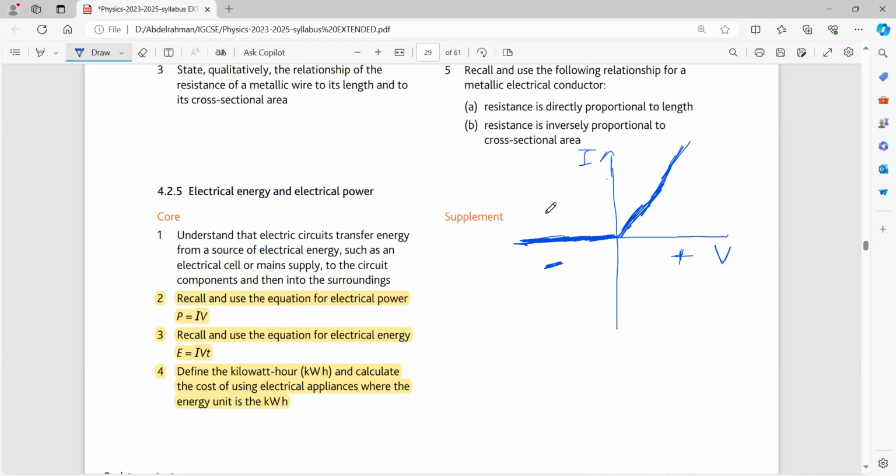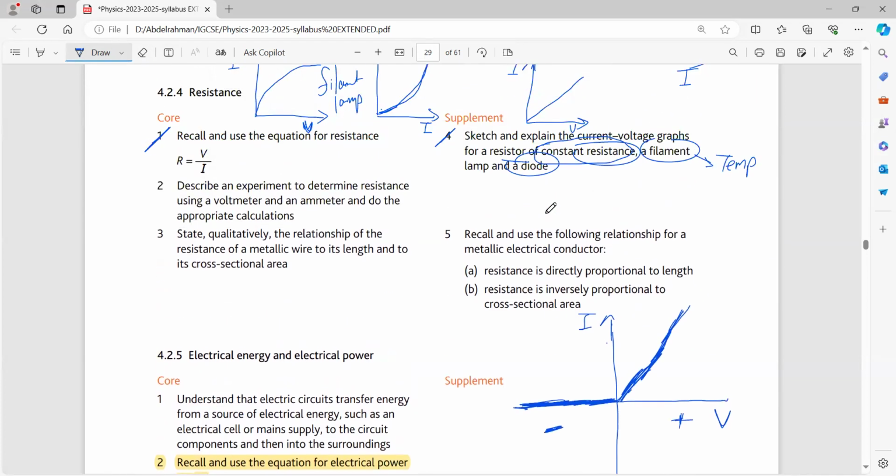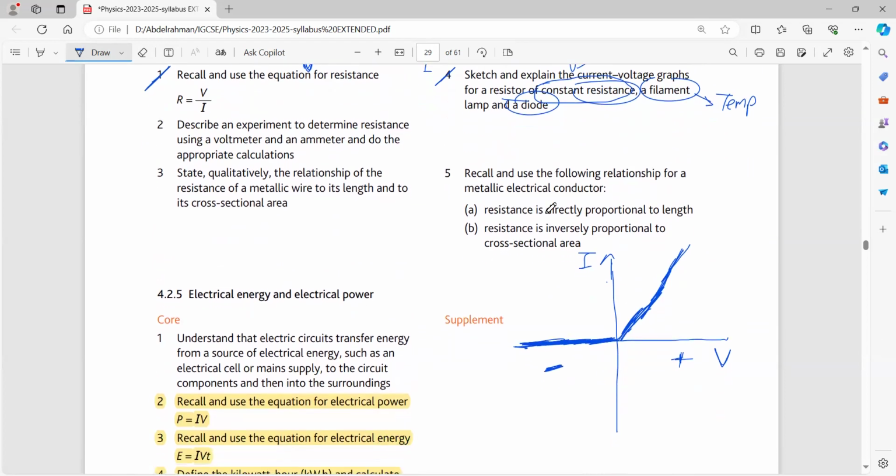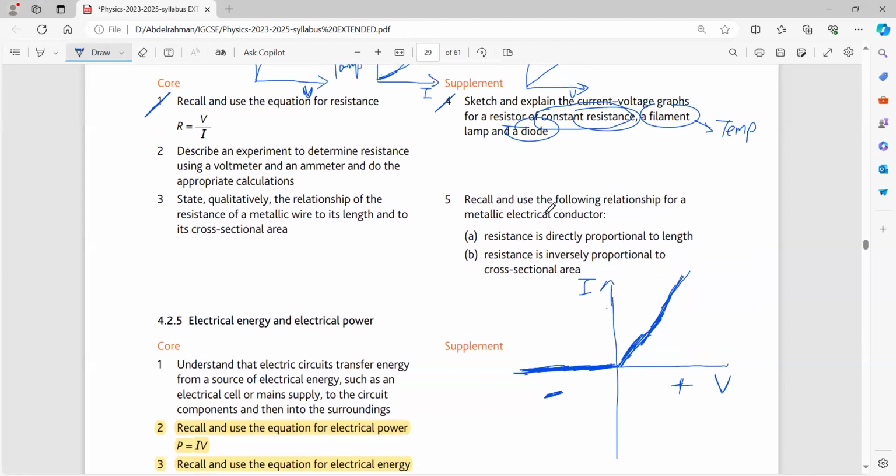Okay, this is the diode. This is the graph for the diode. Wait, for the diode, would it ever be the opposite? Like it goes up and then down? Or like, I don't know how to explain it. It goes up. No, the diode always goes up. Okay, the diode is always positive. Okay. Diode is always positive. Okay.